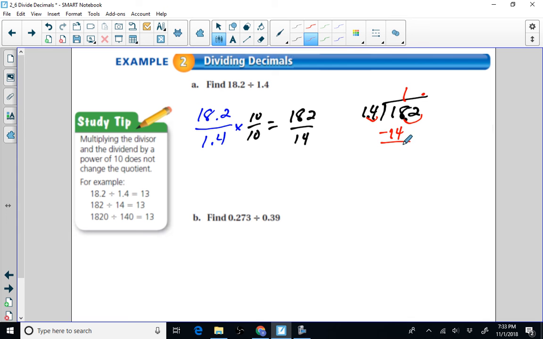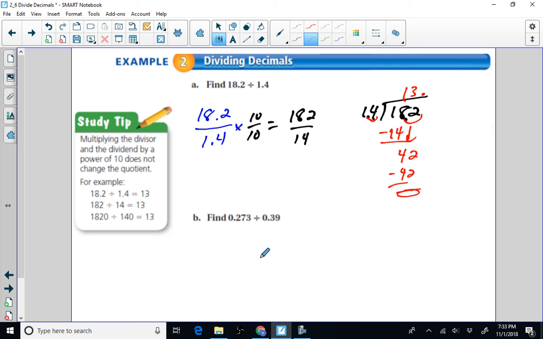1 times 14 is 14. Subtract, I get 4. Bring down the 2. 14 goes into 42 3 times. 3 times 14 is 42. Subtract, right, we get 0. So 18 and 2/10 divided by 1 and 4/10 is going to be 13.